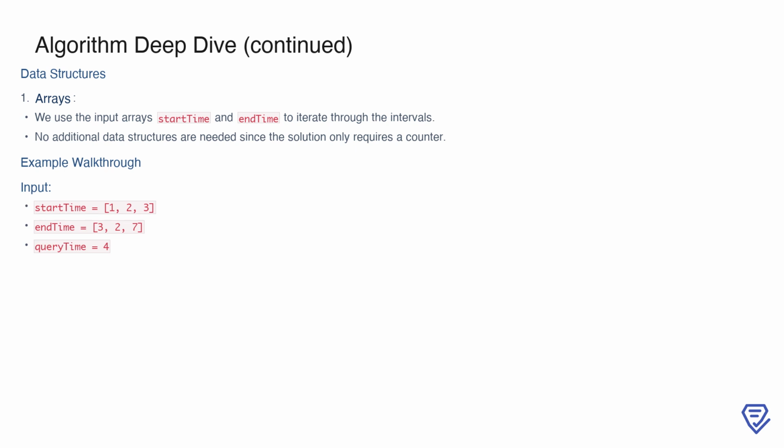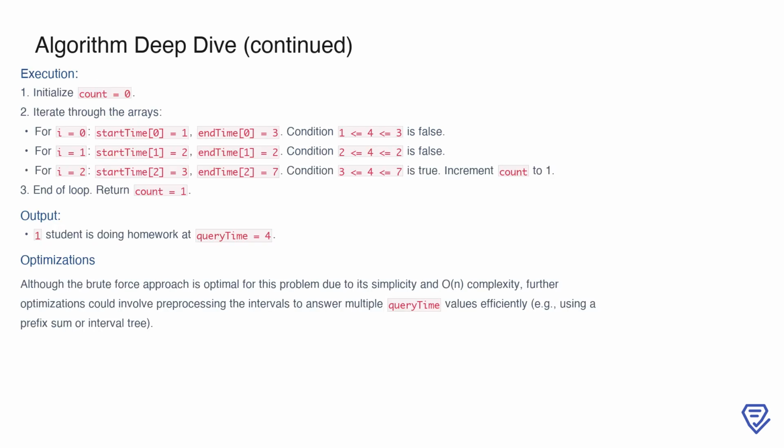We will iterate through these arrays to determine how many students are actively doing their homework at query time 4. To execute the solution, we begin by initializing count to 0. Then, we iterate through the indices of the arrays. At i equals 0, the homework interval is from startTime[0] equals 1 to endTime[0] equals 3. Since the condition 1 <= 4 <= 3 is false, we do not increment the counter.